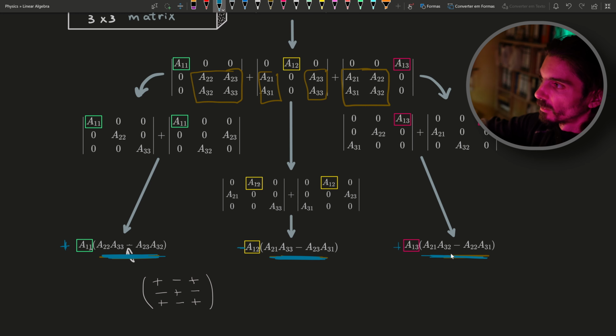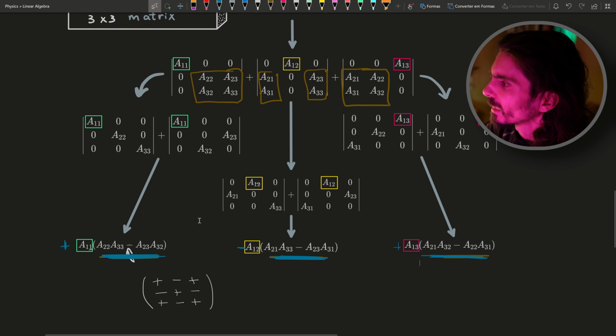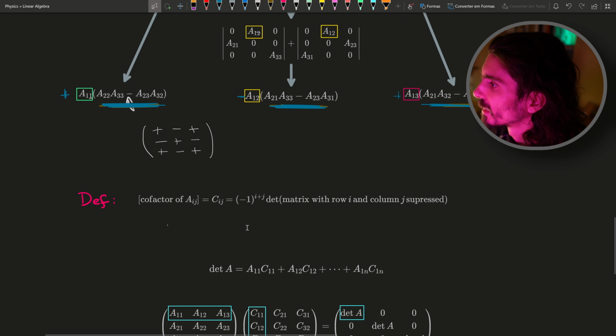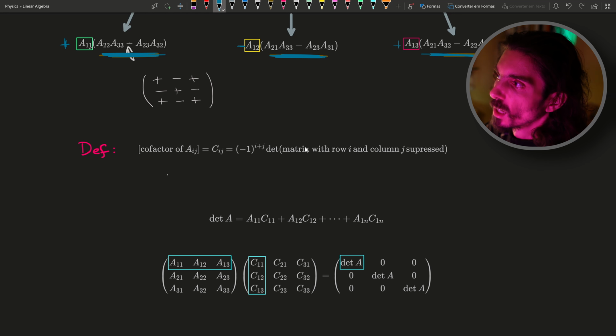Very important idea. Because that sign times the subdeterminant is so important, we give it a special name. Let's make it a definition. It's called the cofactor of that entry. The cofactor of the entry A11 is that sign, so plus or minus, which, by the way, is this piece here, times the determinant of the submatrix. So the determinant of the matrix with row i and column j suppressed.